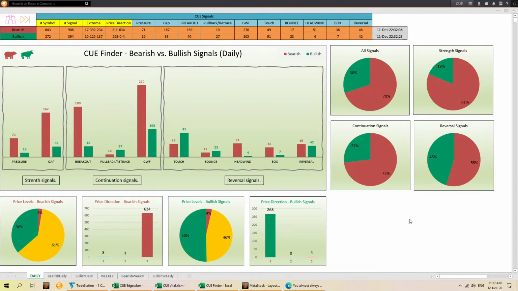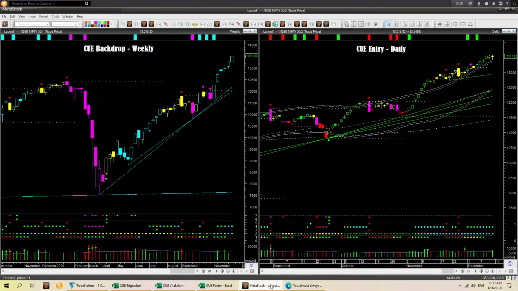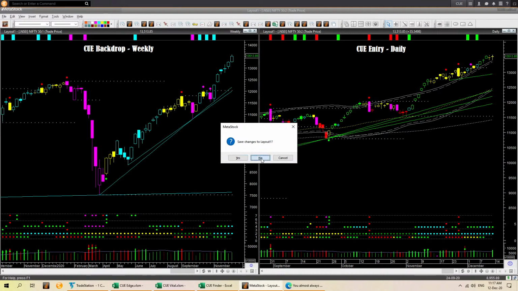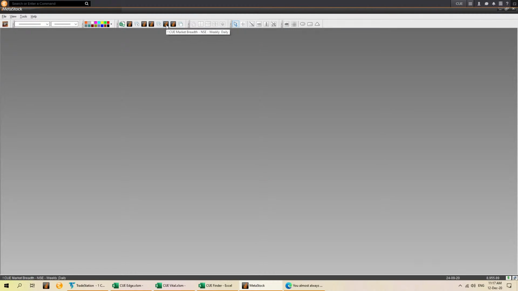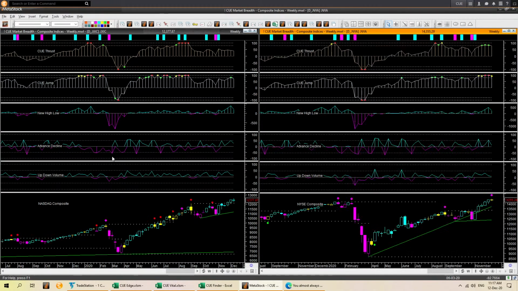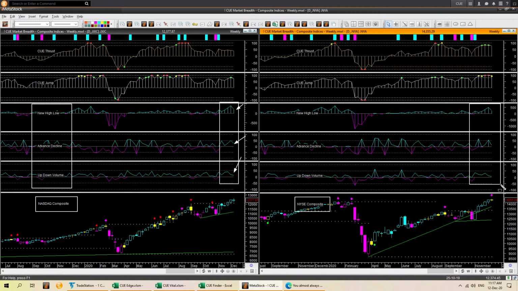So I'm cautious. And lastly, let us look at the market internals. Let's look at the composites. Nasdaq composite, NYSE composite, and the internals new high low advanced decline up down volume. There is no bearish signal in the weekly interval. All the three internals are positive. No divergence also.